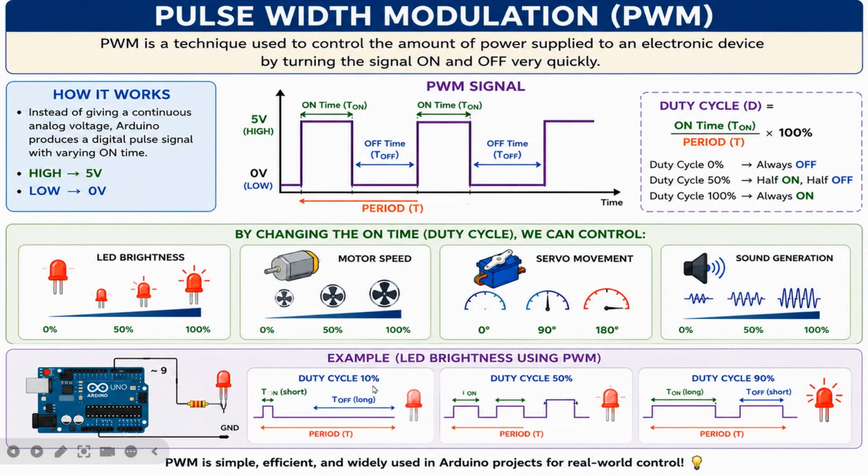So if it is a 10% duty cycle, then your signal is on for a very short duration, so the LED is dim. Then if you increase the duty cycle to 50%, that is for 50% of the period it is on and for 50% of the period it is off, then it will be slightly brighter. If it is 90%, that is T on is longer, then it will have more brightness than the previous one. So PWM is simple, efficient and widely used in Arduino projects for real world control.